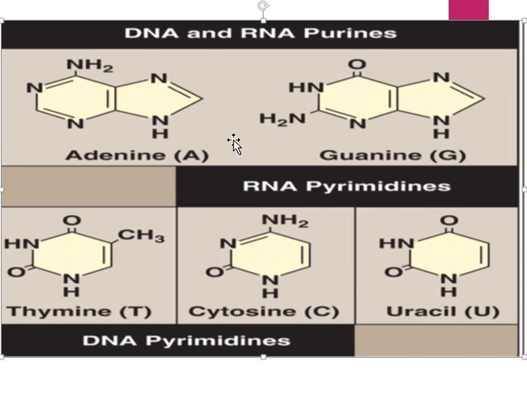It is written in books as adenine represented with A, guanine with G, thymine with T, cytosine with C and uracil with U.